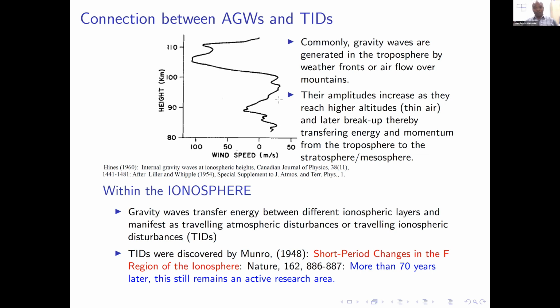Now, we know that the amplitude of these gravity waves increases as they reach high heights, because they are propagating within thin air, and that leads to breakup. When you have that kind of breakup, you transfer energy and momentum from the troposphere to the stratosphere or the mesosphere. But in this talk, we are concerned with these TIDs within the ionosphere. Within different layers, these gravity waves transfer energy and momentum between different regions as they propagate. For historical perspective, these TIDs were discovered a long time ago, in 1948, and up to now it's still an active area of research because they have practical applications, but there is also some theoretical understanding that we still do not have.